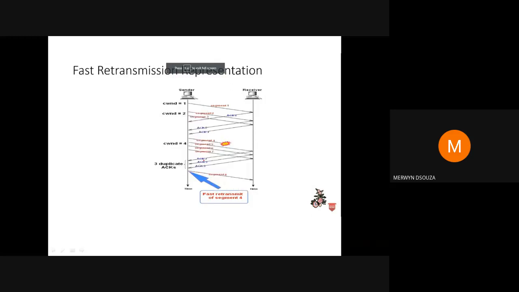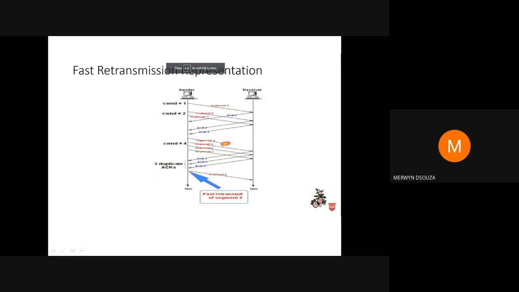So as you can see here, these are the 3 duplicate acknowledgements. When the sender receives them, it indicates to the sender that the segment following this number, in this case 3, has been lost. So in reply to that, when it gets 3 duplicate acknowledgements, it retransmits the lost segment.